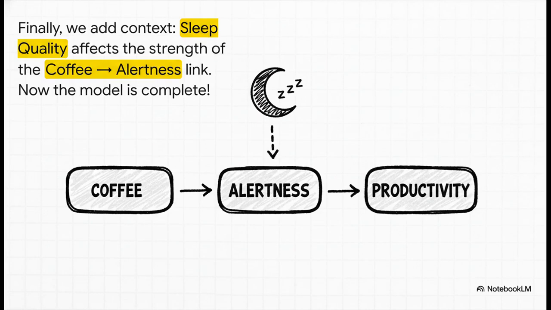And for the final touch, we add the context. We add our moderator. So sleep quality comes in and affects the strength of that first link between coffee and alertness. And just like that, what started as a simple hunch is now a complete, logical, and totally testable model.